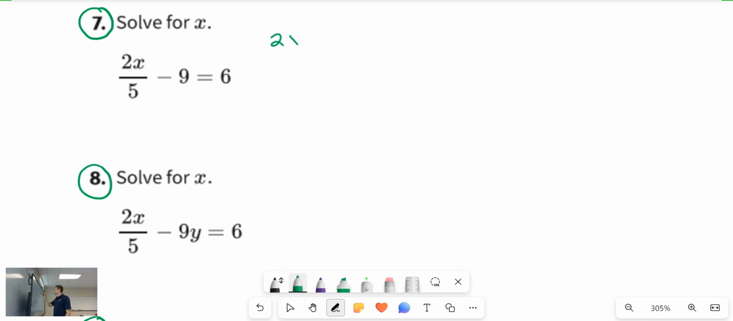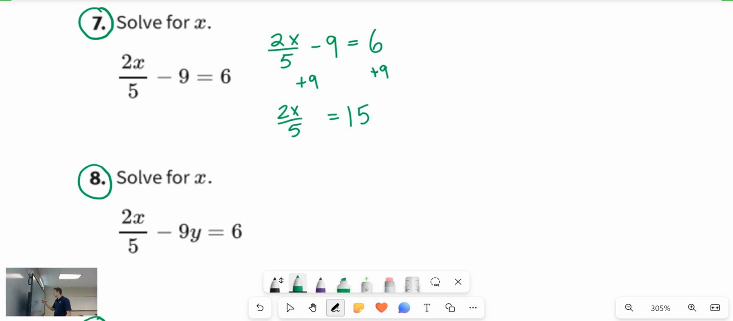Here we go. 2x, we're just copying it down so we have it in our own writing. 2x divided by 5 minus 9 equals 6. I said 6, but I wrote 9, and that's not going to fly. So, equals 6. Perfect. First thing we do is add 9 to both sides. So we end up with 2x divided by 5 equals, what's 6 plus 9? That's 15.